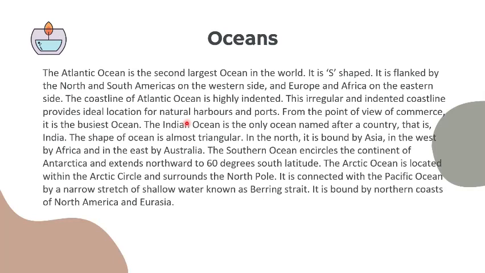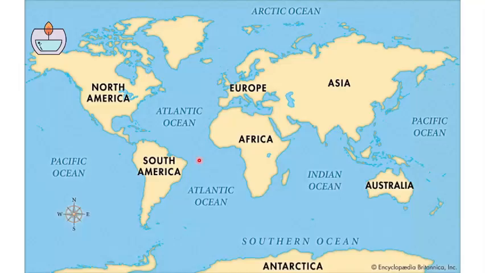The Indian Ocean. The Indian Ocean is the only ocean that is named after a country, that is India. The shape of the ocean is almost triangular. In the north, it is bound by Asia, in the west by Africa, and in the east by Australia. That is why it says almost. It is not a very good triangle, but yes, you can almost call it a triangle.